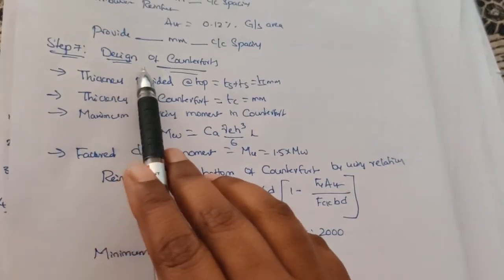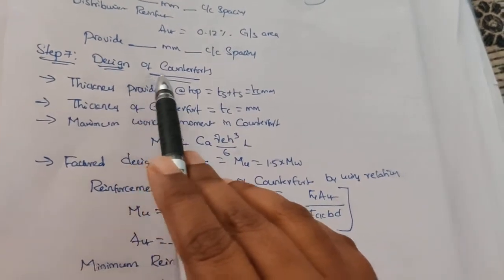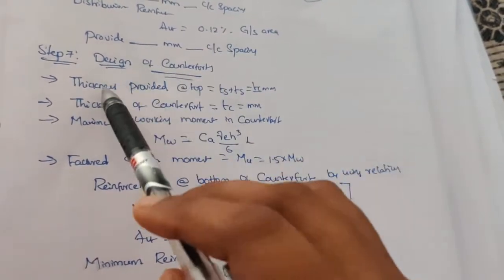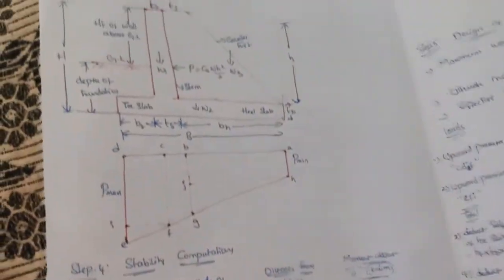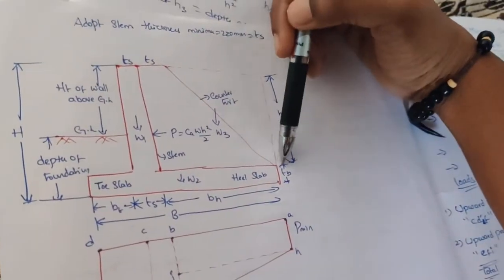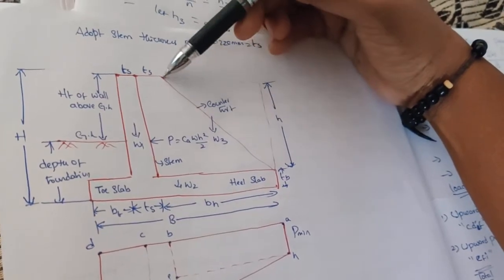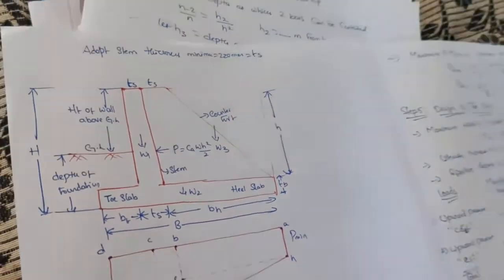So next step, up to now you have seen how to design the stem, toe slab and heel slab. Now you can see the design of the counter force. This one is the counter force, which you are providing from the heel slab along with the top of the stem. This one you have to design.